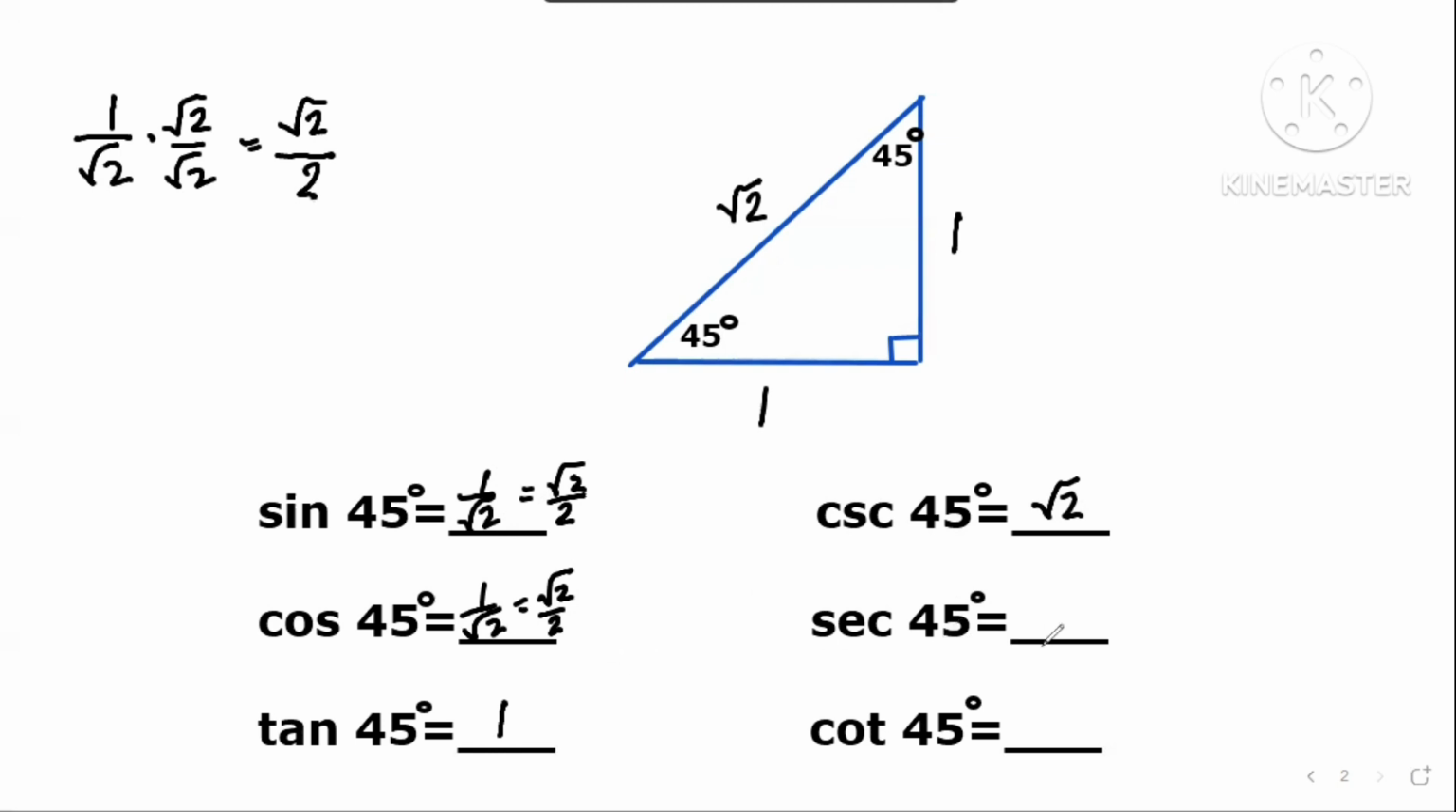And the reciprocal of cosine is secant. So, if cosine 45 is 1 over square root of 2, then secant 45 is square root of 2. And finally, for cotangent 45, since tangent of 45 is 1, the reciprocal of tangent 45 is cotangent 45. So, cotangent 45 is still 1 over 1 or 1. So, that now completes the trigonometric ratios of our special angles 30, 60, and 45.